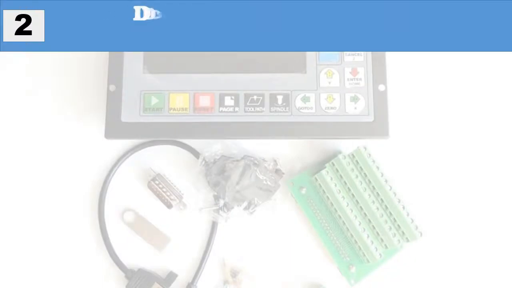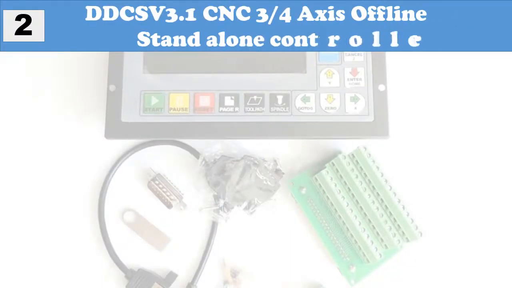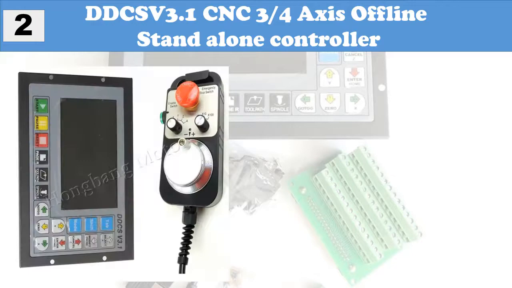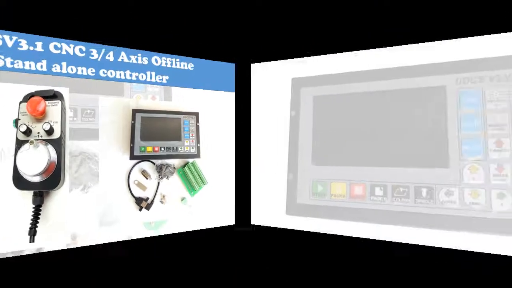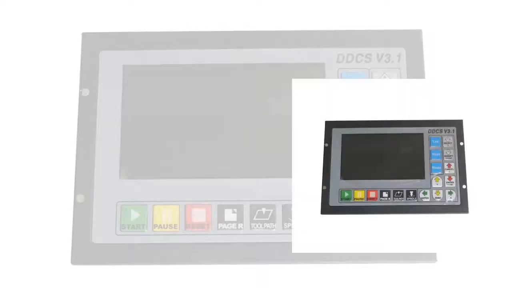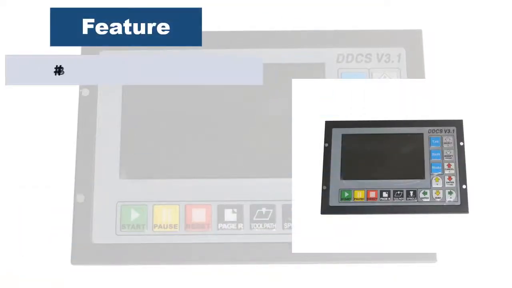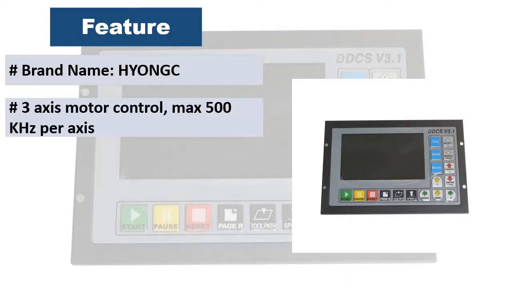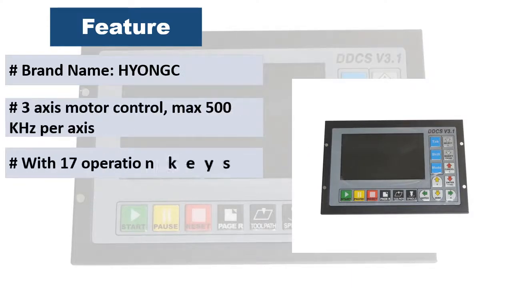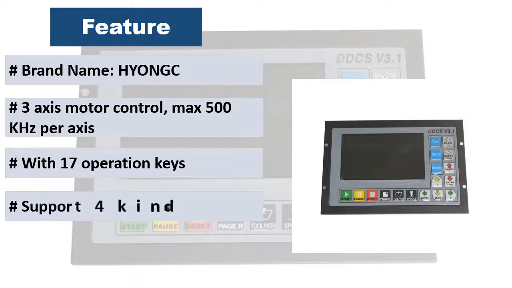At number 2. DDCSV3.1 CNC 3/4 axis offline standalone controller. DDCSV3.1 is 3 or 4 axis motion controller for stepper and servo systems. The highest output pulse per axis is 500 kHz. The pulse width is adjustable, refer to driver manual.